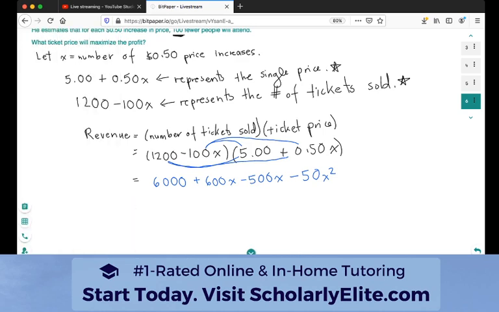Back using this. So we are left with 6,000 plus 100x minus 50x squared.